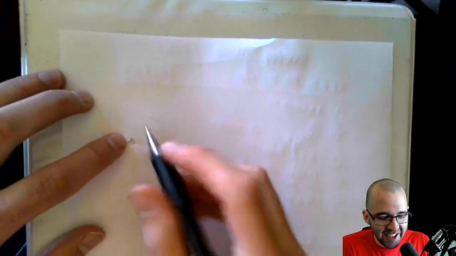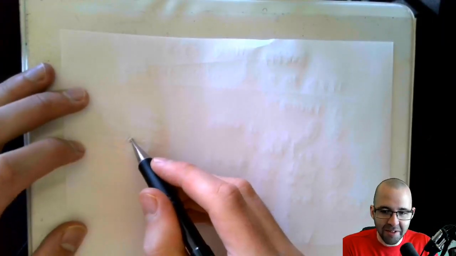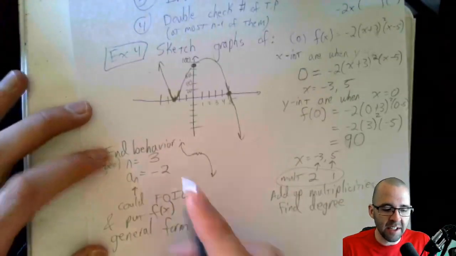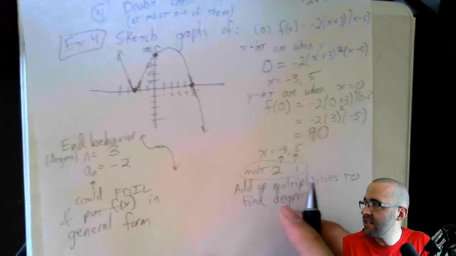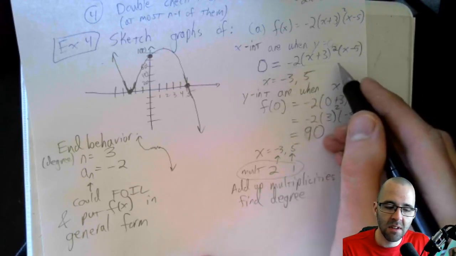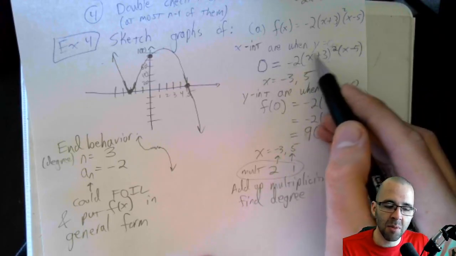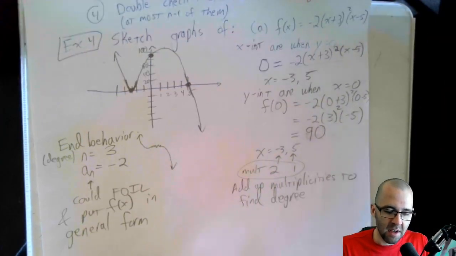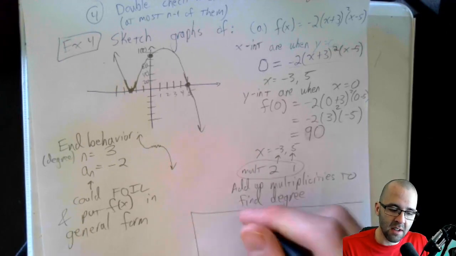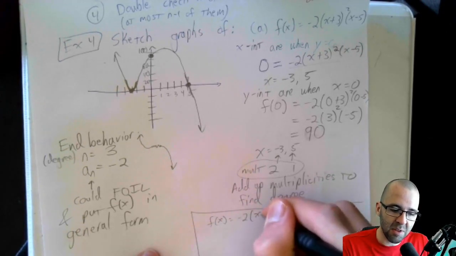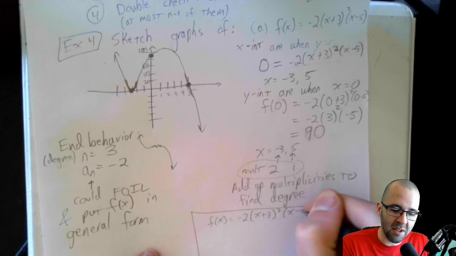When we were trying to get our pen to flow, we ran into some issues. So a sub n, that's our leading coefficient. It's -2 because once we expand everything out, the only number that gets multiplied by the x's is going to be a -2. Another way to show it real quick is f of x equals -2 times (x plus 3) squared times (x minus 5).